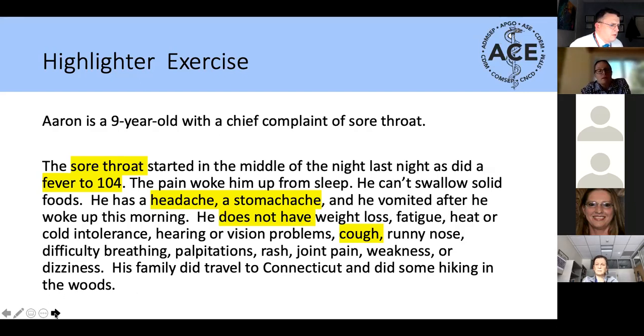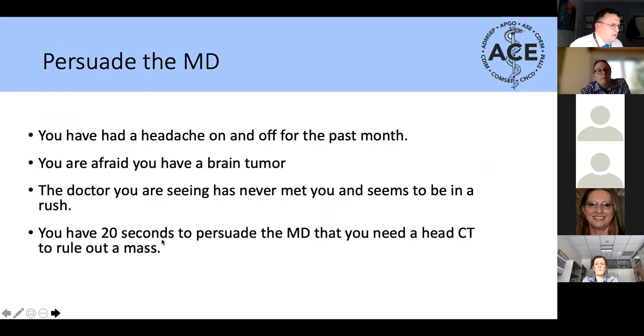And again, it's a way to just kind of draw things out. The other one that's sort of related is a little bit of a game where you can say, here's this finding and here's what I think it means, and I need to persuade a doctor who doesn't know me that this is what I have. So this one is on headache, and you think you have a brain tumor and need a head CT.